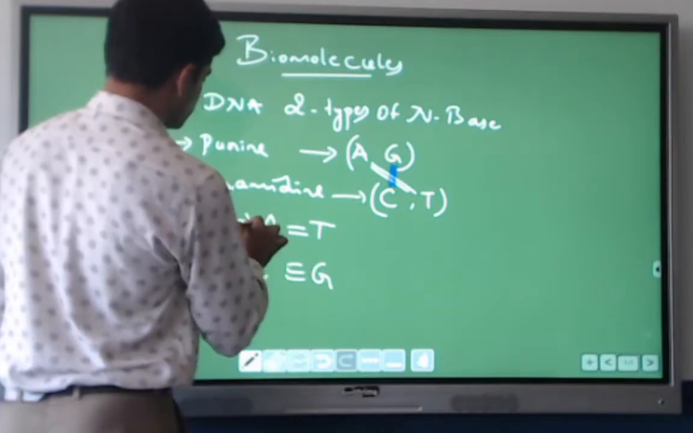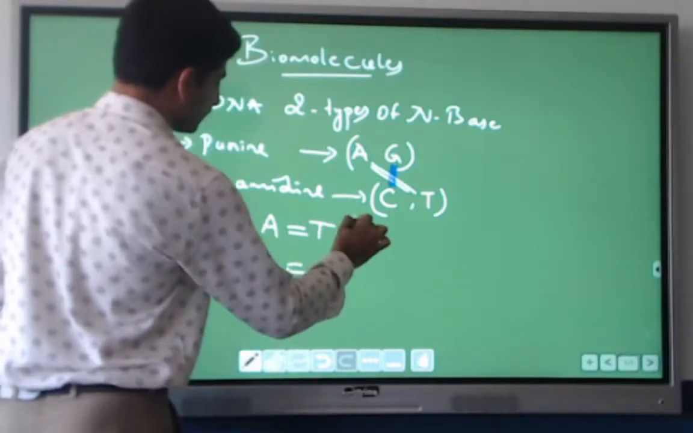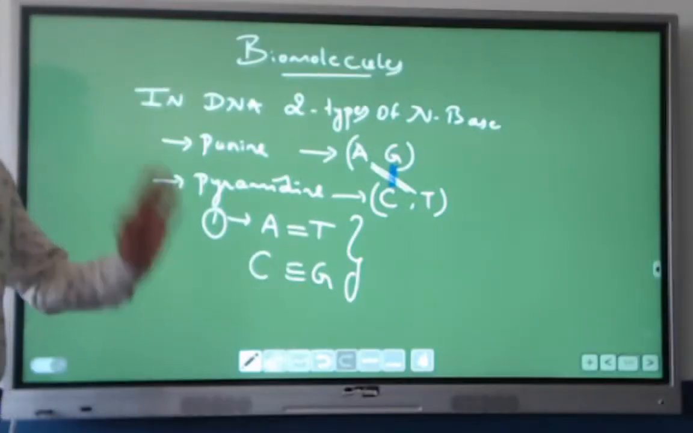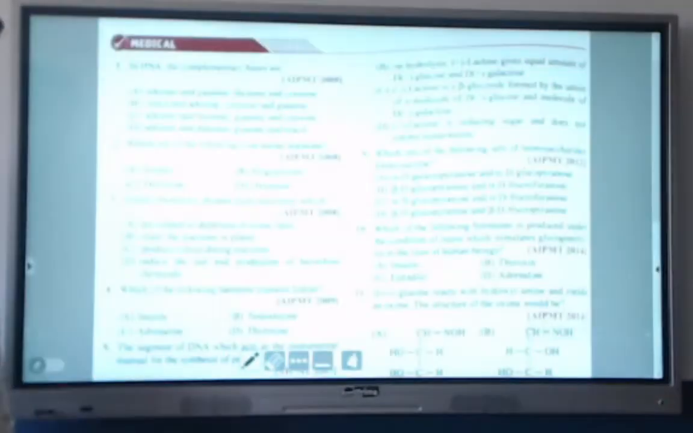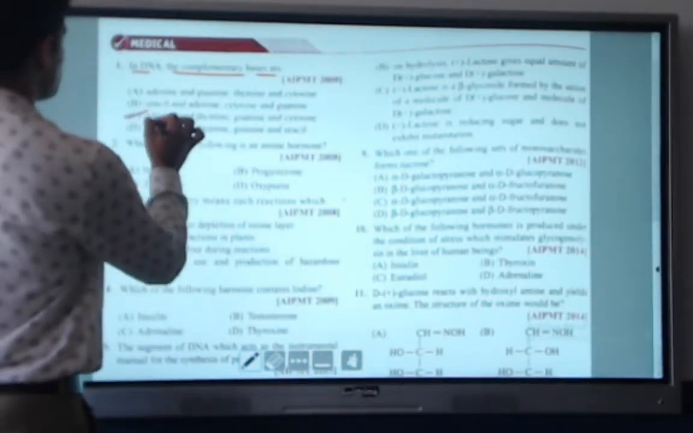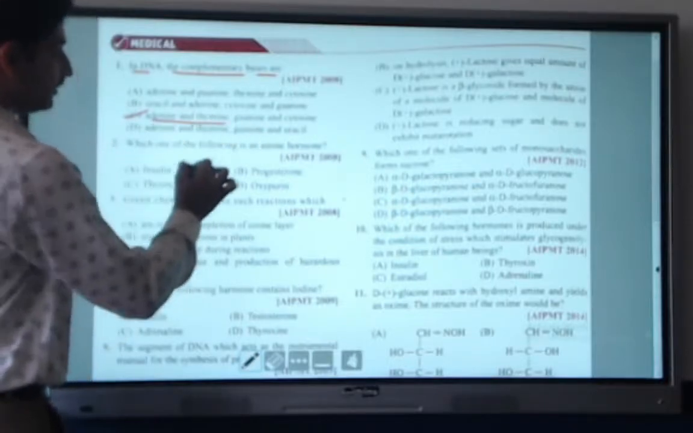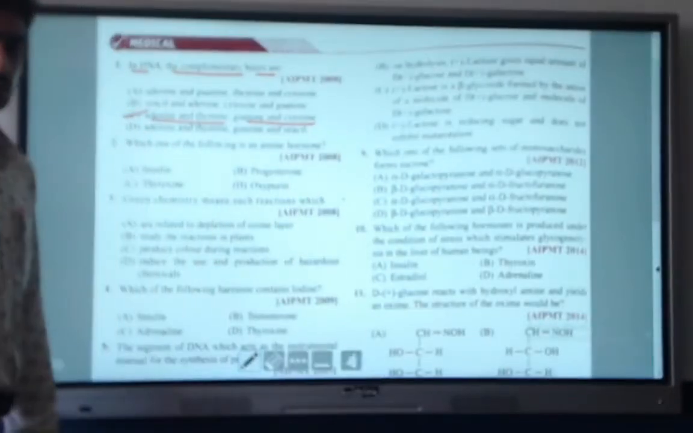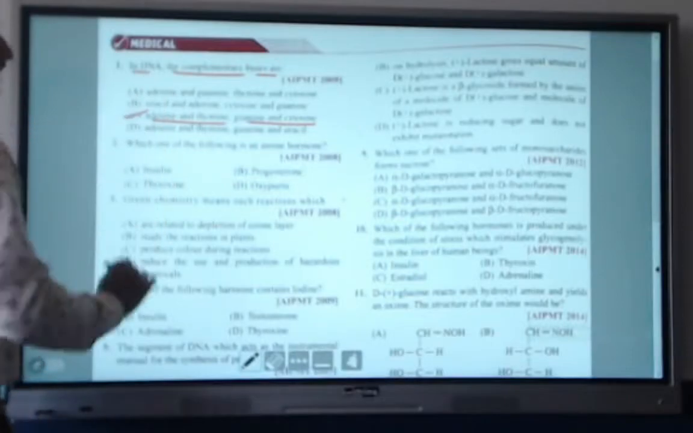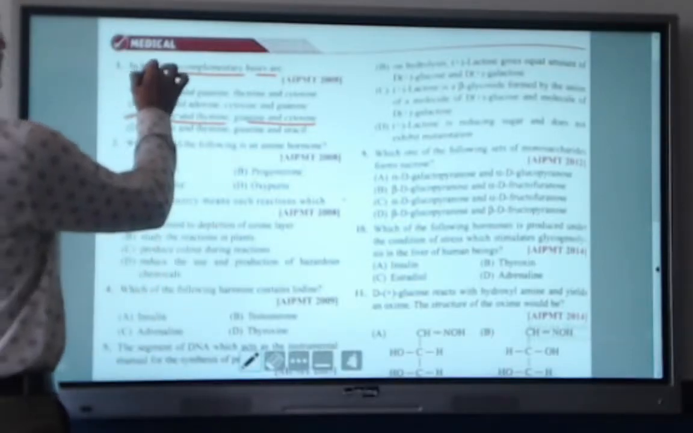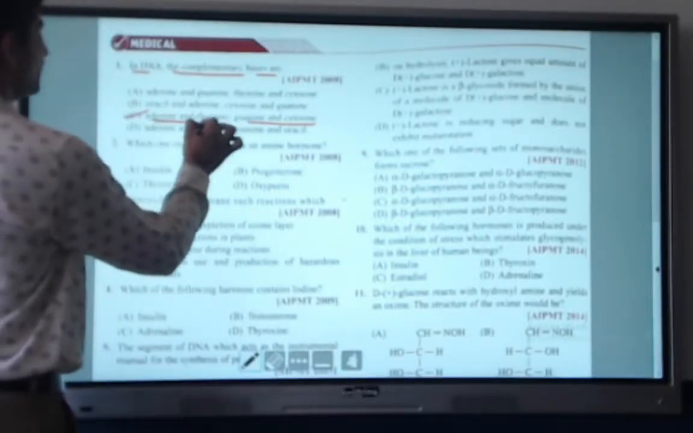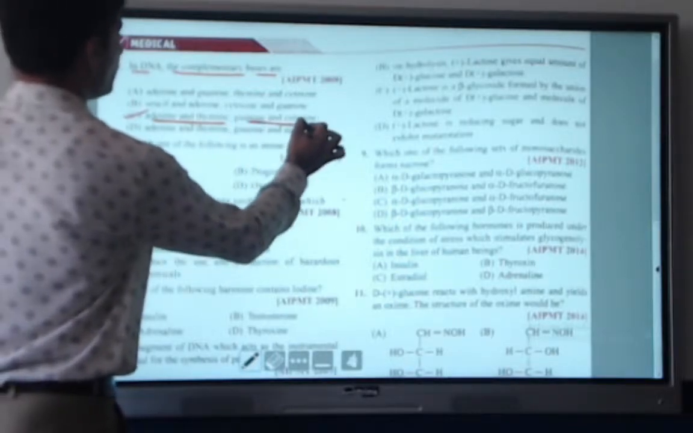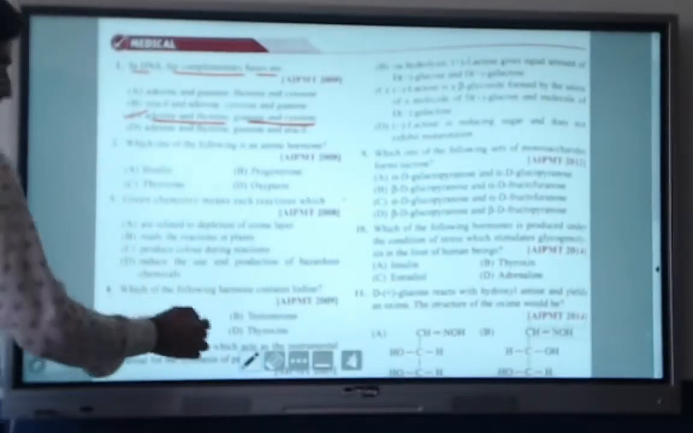So, we need to check whether these options are available in the given options or not. C option, adenine and thymine, guanine and cytosine. So this is the answer for the first one. In DNA the complementary bases are adenine and thymine, guanine and cytosine. Clear?